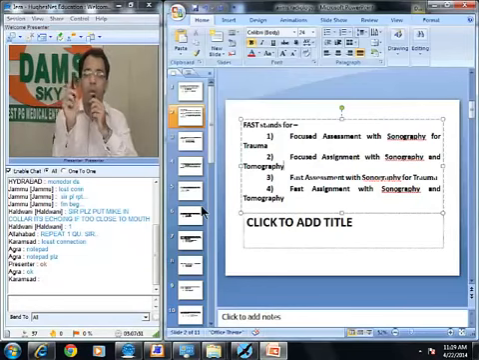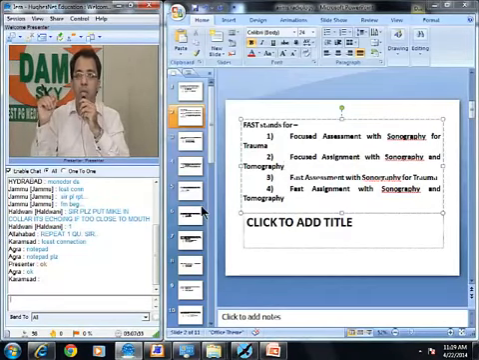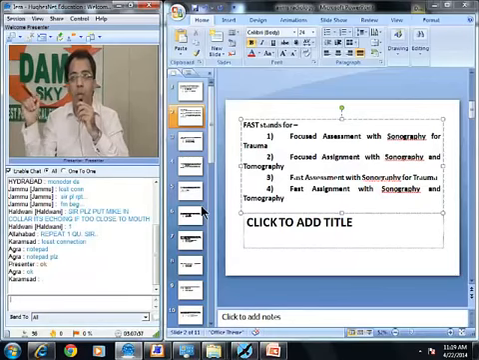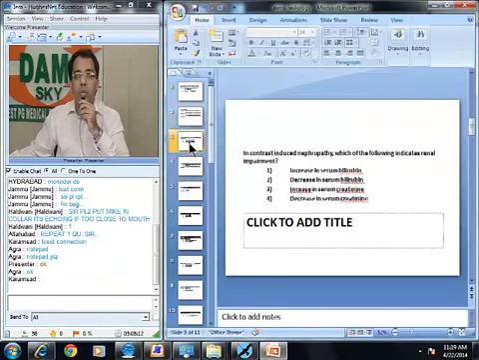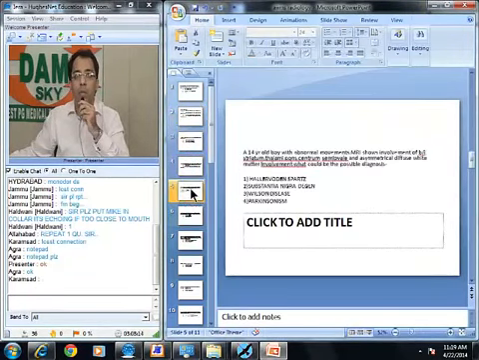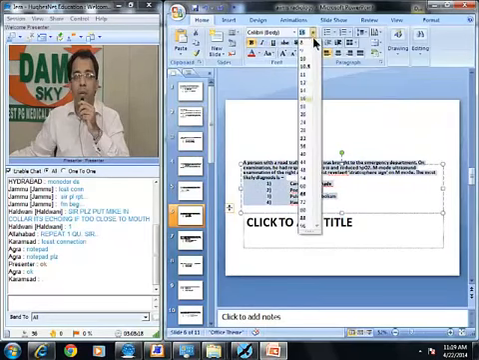Now look at this question very carefully. FAST stands for focused assessment with sonography for trauma. Please remember this. Focused assessment with sonography for trauma. Now look at the choices. They are saying focused, fast. Now please do not get confused. It is focused. And the next question that I was talking to you about was, give me just 1 second. I'll just increase the font for you.